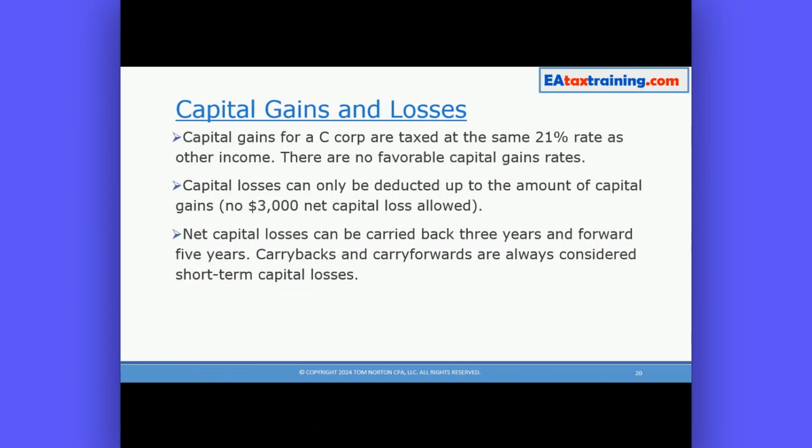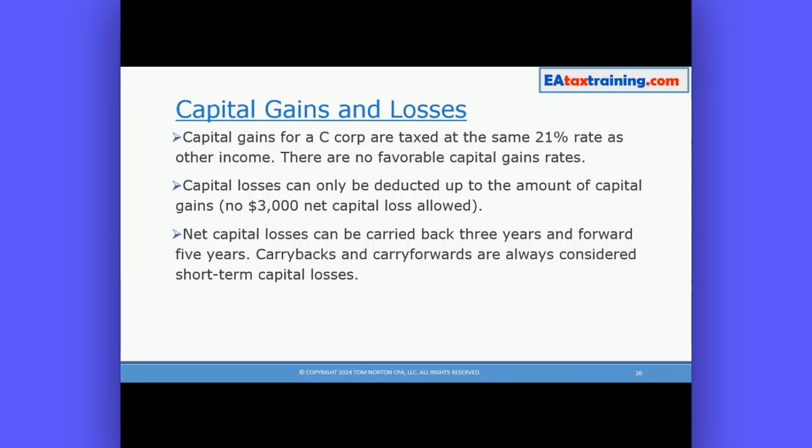Capital gains and losses. As we said before, capital gains for a C Corp are taxed at the same 21% tax rate as any other income. There's no favorable rates for C Corps. And capital losses can only be deducted up to the amount of capital gains. There is no $3,000 net capital loss like there is for an individual who has a net capital loss. But net capital losses can be carried back 3 years and forward 5 years. But carrybacks and carry forwards are always going to be considered short-term capital losses.